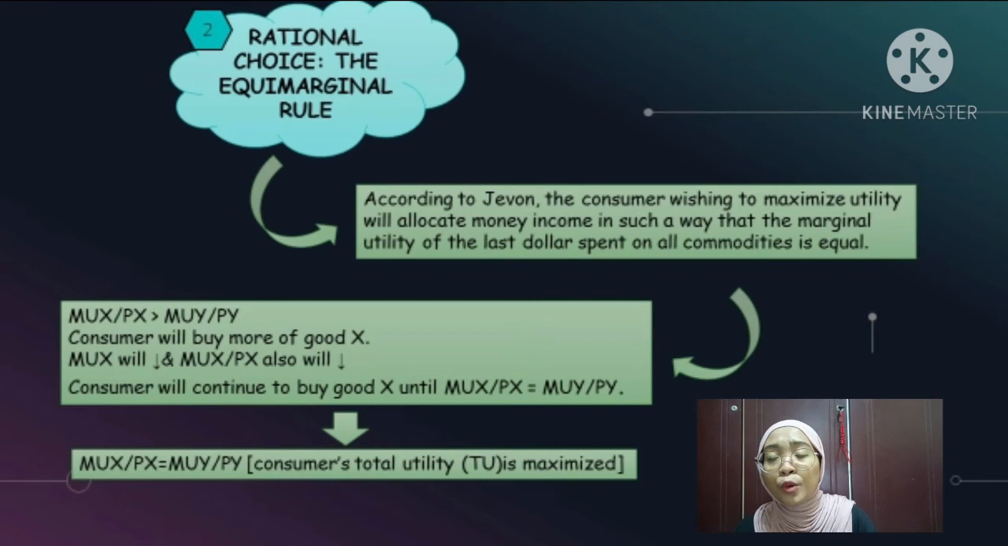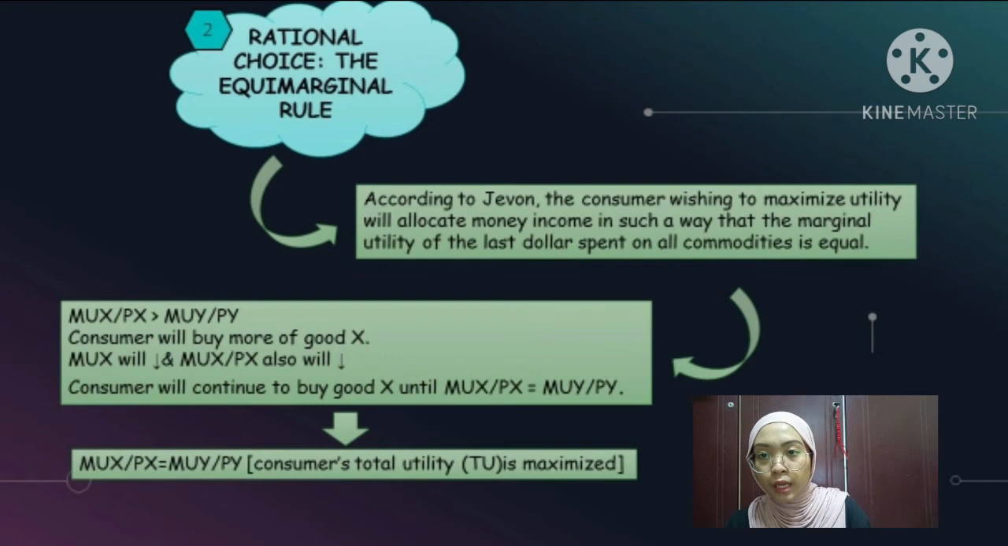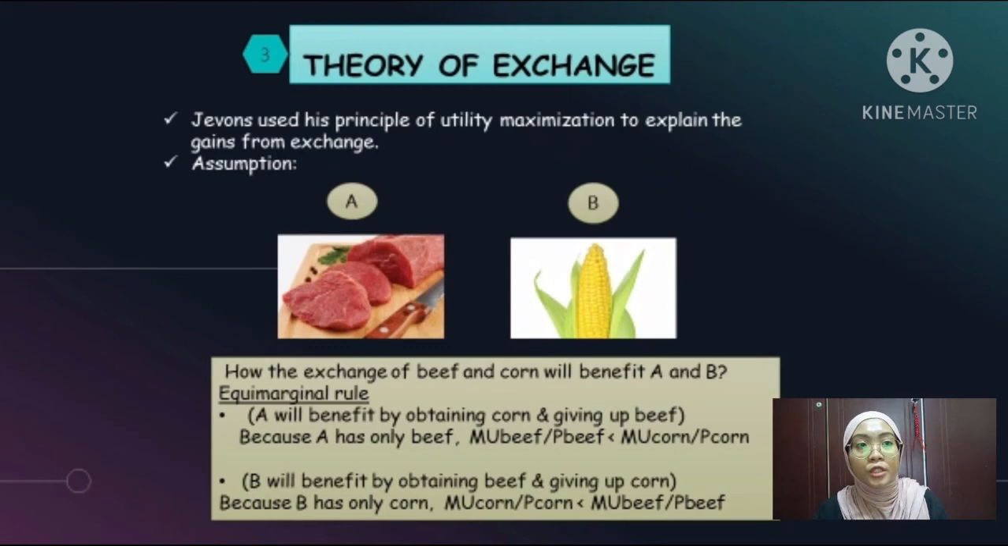So the consumer will continue to buy good Y until the marginal utility of Y to its price equals the marginal utility of X to its price. Consumer total utility is maximized when the marginal utility of X to its price equals the marginal utility of Y to its price. The third theory is the theory of exchange.